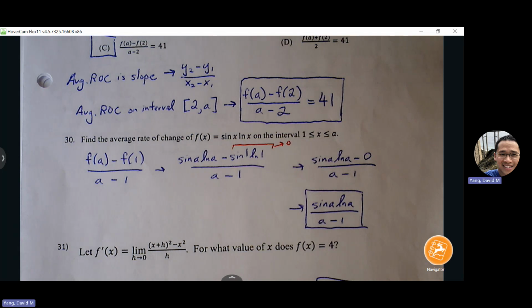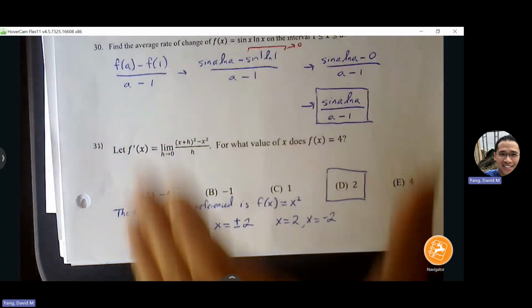Okay, so 31. Basically, we have to figure out what f of x is, right? What's f of x from this expression? X squared, right? So if I can replace f of x with x squared, then I can just solve for x. Technically, it's plus or minus 2, but we just choose the option that works.